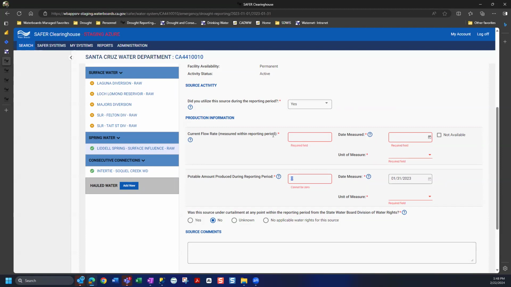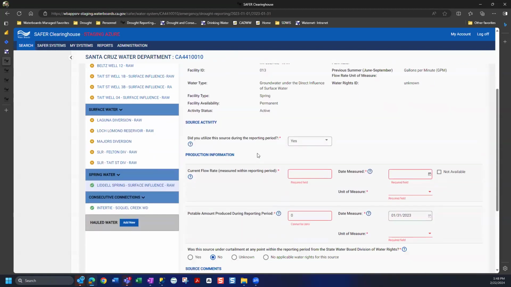Current flow rate measured within the reporting period. This is pretty synonymous with instant flow rate. I don't actually have a great definition for either one. I think they really should be the same. Enter the flow rate of a spring measured commonly using a flow meter during the current reporting period. This is a snapshot. Typically for a spring, it's pretty consistent, whether you turned it on just now or let it run for an hour, it's not really going to change all that much. Some of the horizontal wells, if they're in fractured rock, could change over time. They may need time to recover.